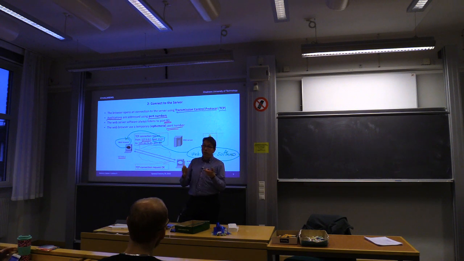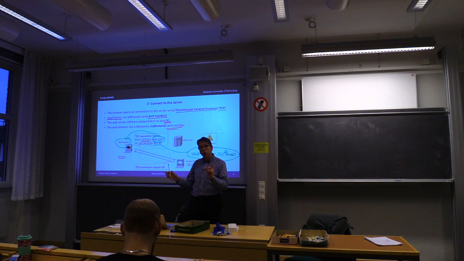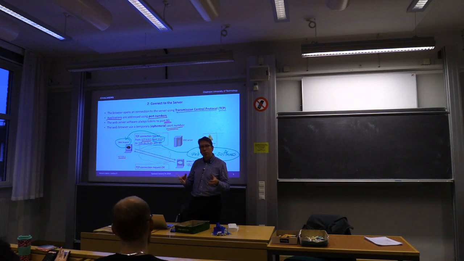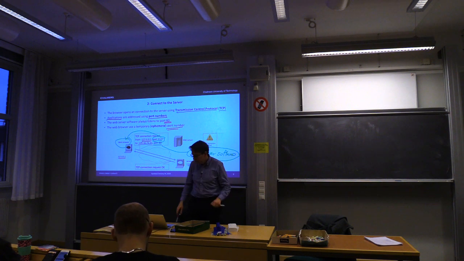Okay, so what we have done now is that, first of all, we have translated www.chalmers.se to an IP address. With the IP address, we have established a connection using TCP between the host and the server. And we have instructed the server that we would like to talk to port 80, which is the web server software. And we also said that whatever you send back should go to the web browser software, which is also addressed using a port number.